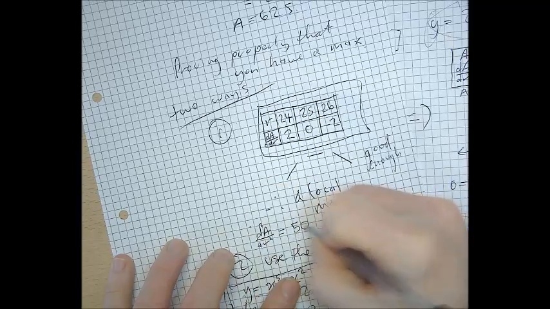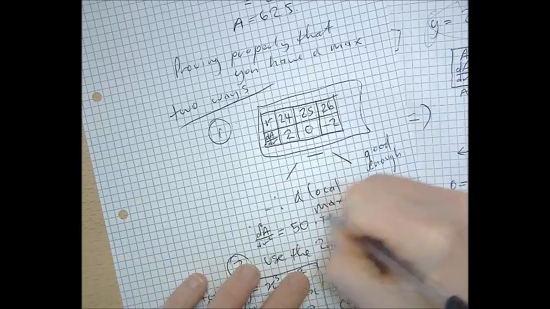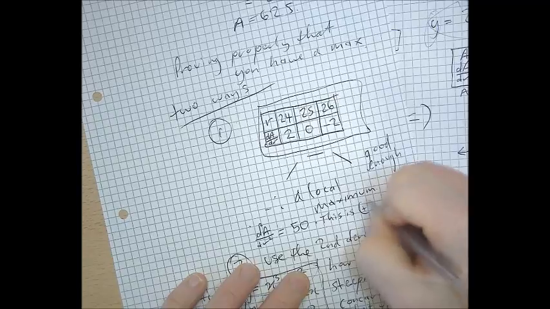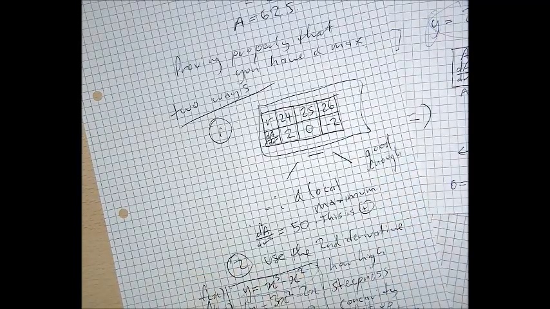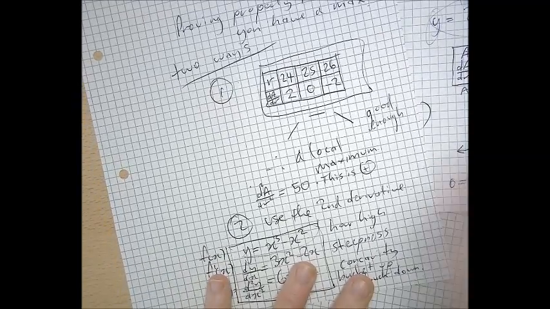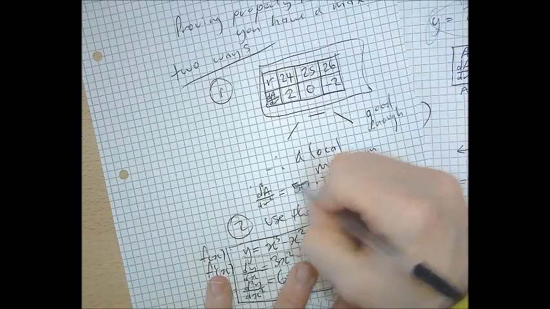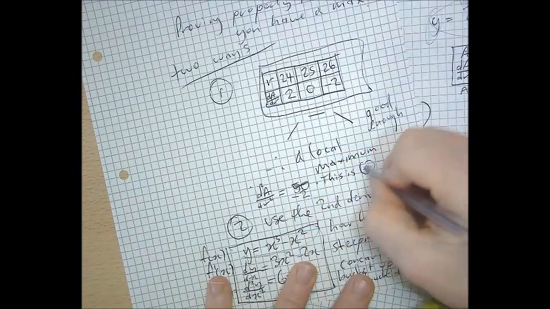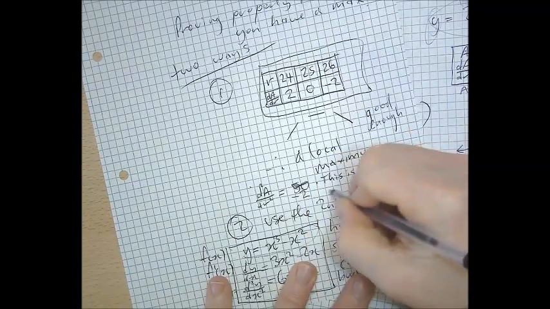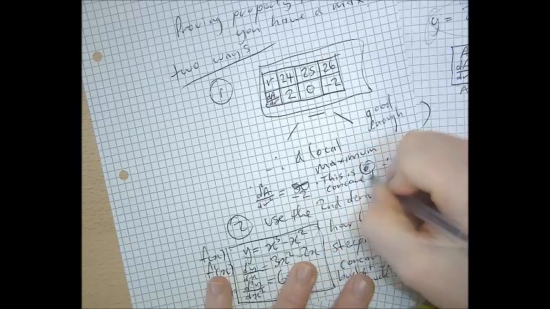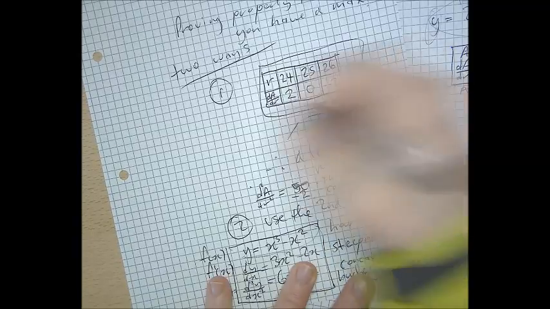is equal to 50. This is positive. Oh, wait on. I don't know what's wrong with me today. The second derivative of that is negative 2. This is negative, therefore concave down. So in other words, like that rather than like that.